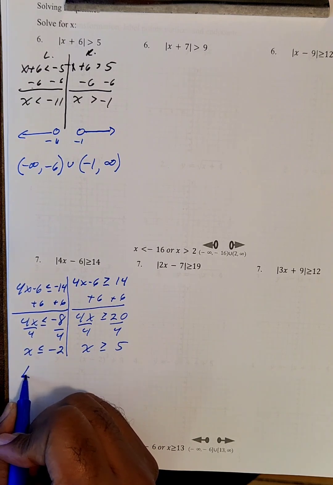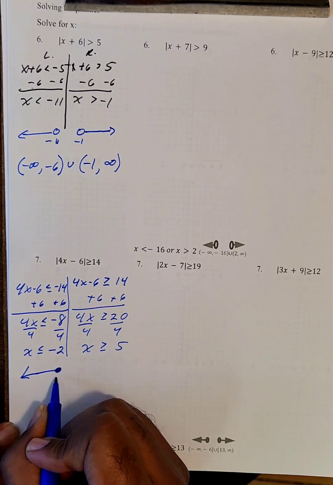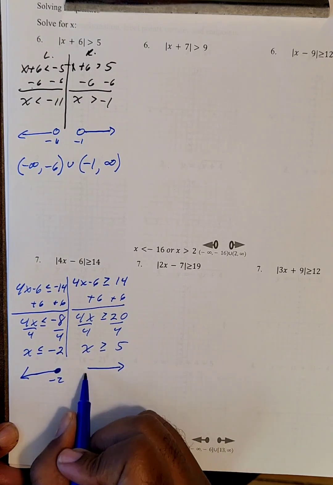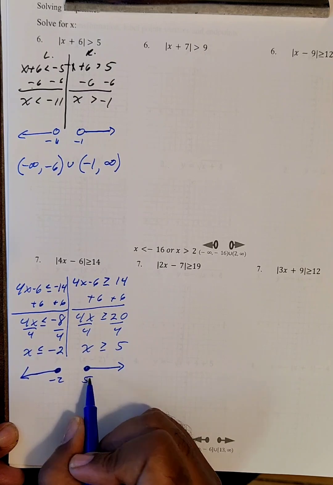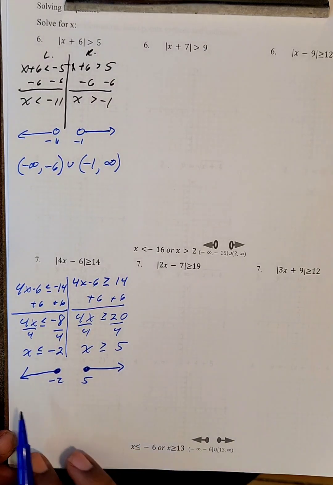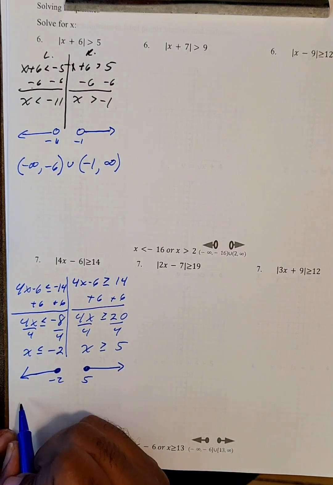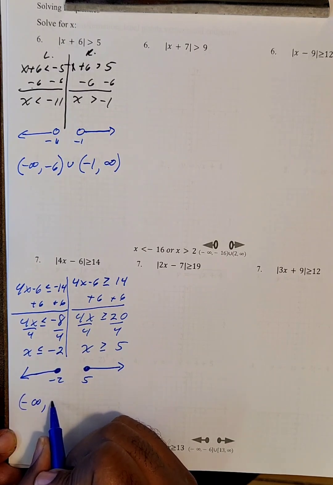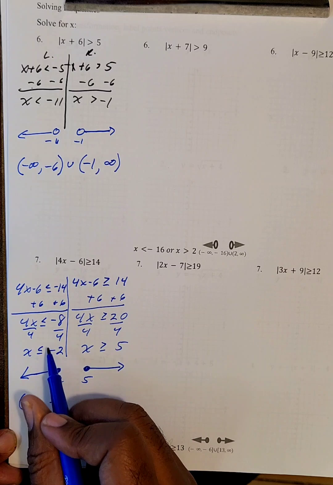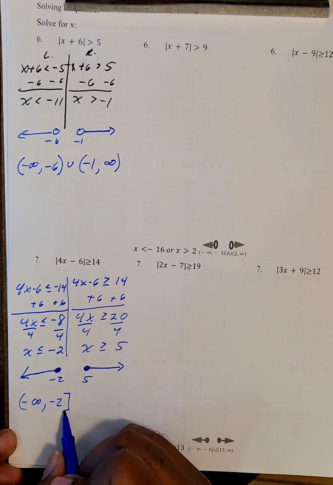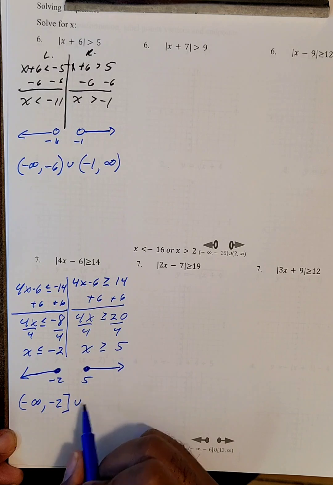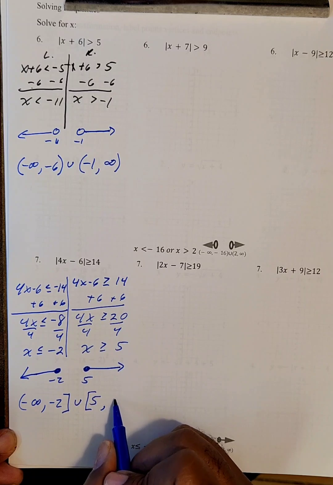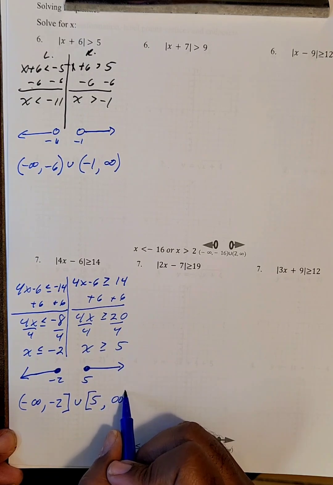So the graph for this would be going to the left, and it'll be a solid dot at negative 2. This graph will be going to the right, and it'll be a solid dot at 5. Now the interval notation for this will be, to the left will be negative infinity, of course with a parenthesis, all the way to negative 2, and this will be a bracket because we're including the negative 2. So unioned with this side right here, which would be a 5 on the left with a bracket, comma, to the right would be positive infinity with a parenthesis.